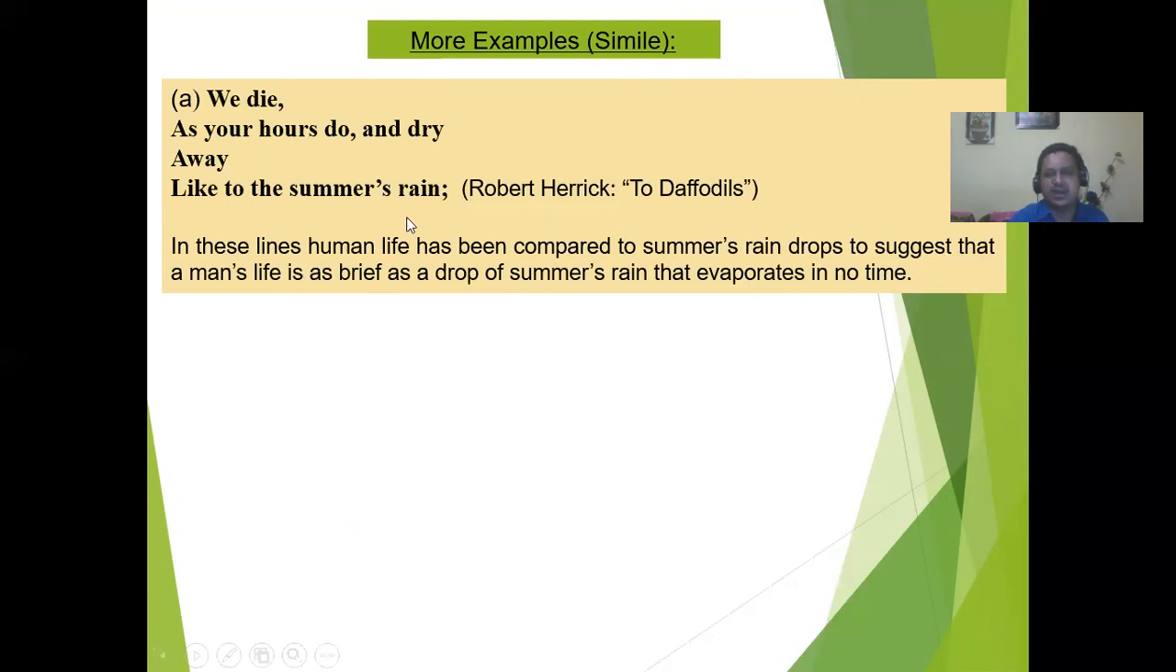We know the theme of the poem is the transitory existence of human beings on earth. Here, the life of a human being has been compared with summer rain. Summer rain also has a very temporary existence, like a human being. So there is a similarity between the temporary existence of a human being and summer's rain. So it's an example of a simile.